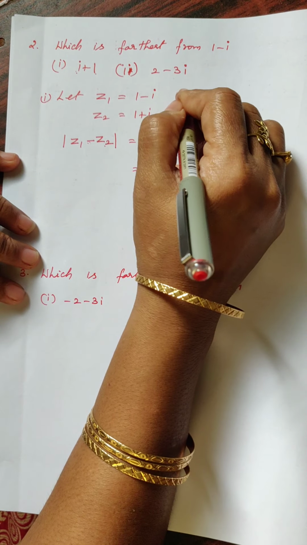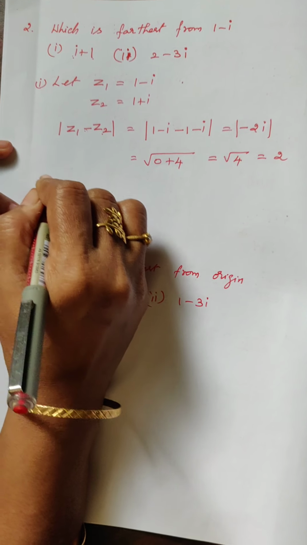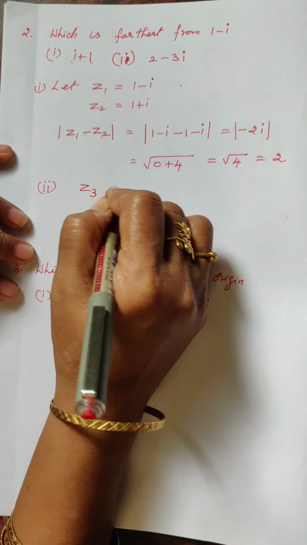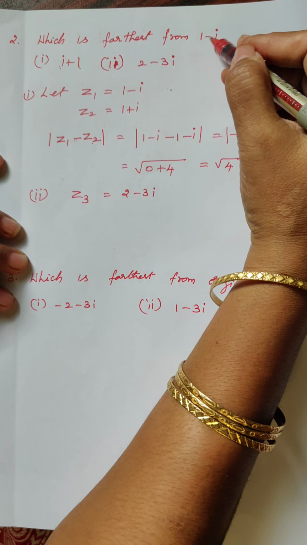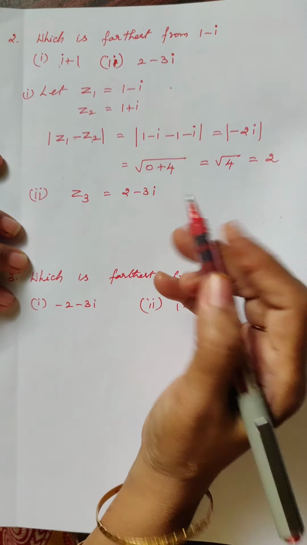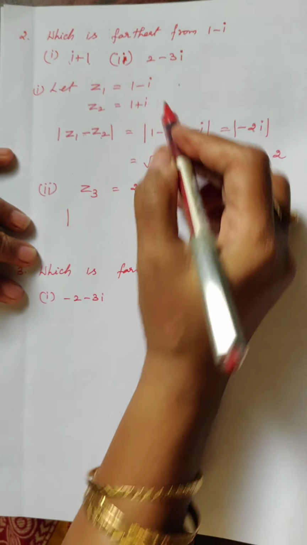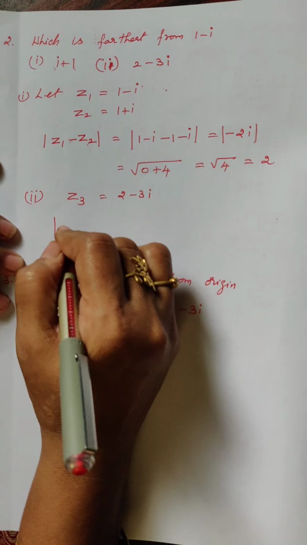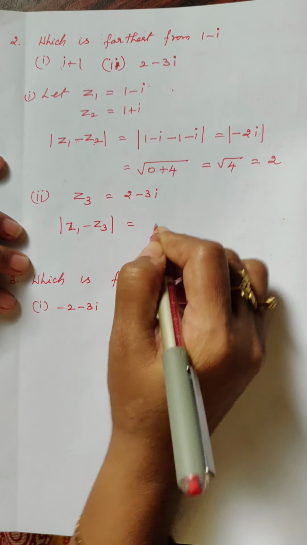Now I am going to find it. Let us take Z3 as the first question's distance. Then the second one: let Z3 equal 2 minus 3i. Now I want to find the distance between 1 minus i and 2 minus 3i. So 1 minus i and 2 minus 3i mean Z1 and Z3, so Z1 minus Z3. How do we find the distance?